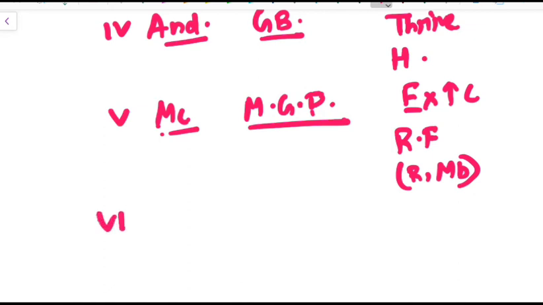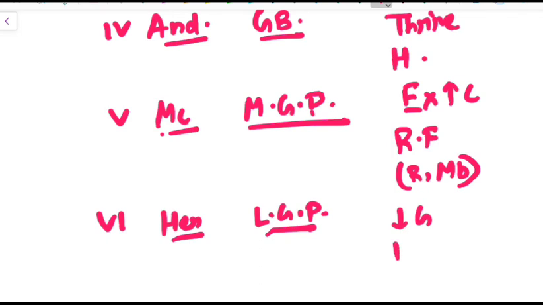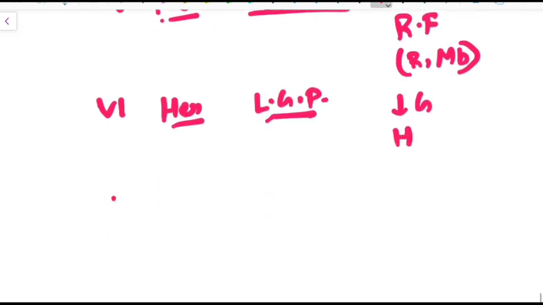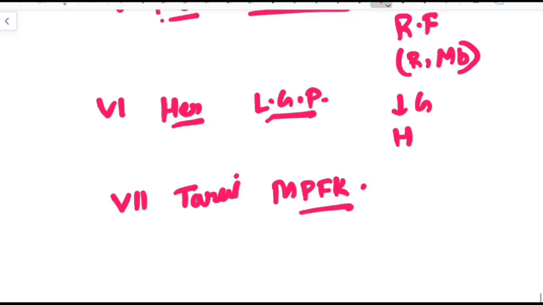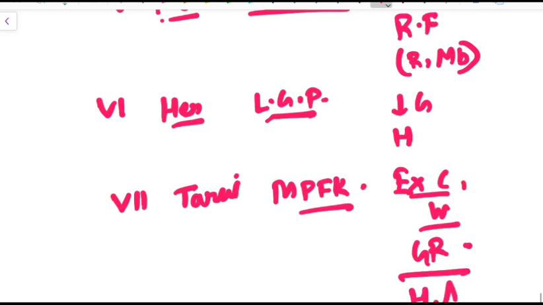Type 6 or Hers disease. It is a liver glycogen phosphorylase defect. It is generally benign, with mild hypoglycemia and hepatomegaly. And type 7 is Tarui disease. This is due to a muscle phosphofructokinase defect. Here also exercise induced cramps and weakness can happen. Also there is growth retardation and hemolytic anemia.